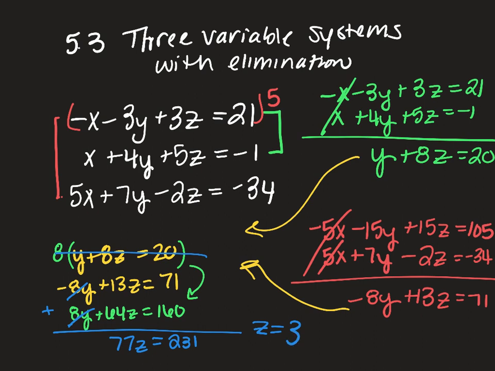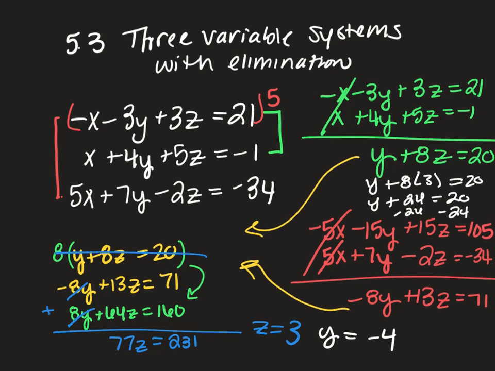All right. So now that we have that, I'm going to plug it into one of my 2 variable equations. I'm going to plug it into the green one because it's smaller numbers to work with. So I have y plus 8 times 3 equals 20. Y plus 24. Subtract the 24. So my y is equal to negative 4.